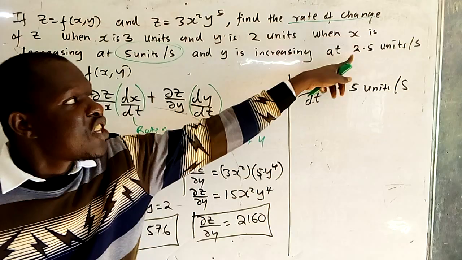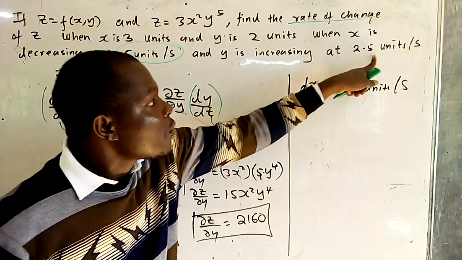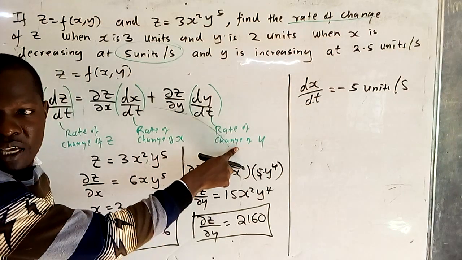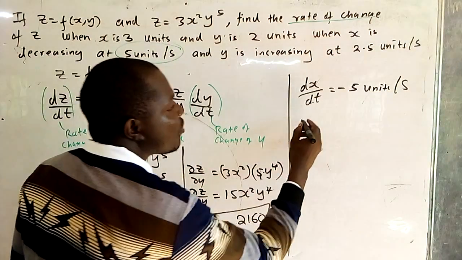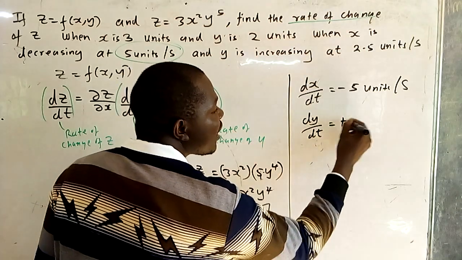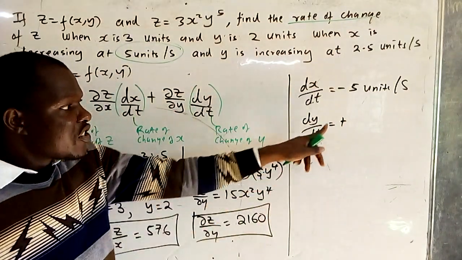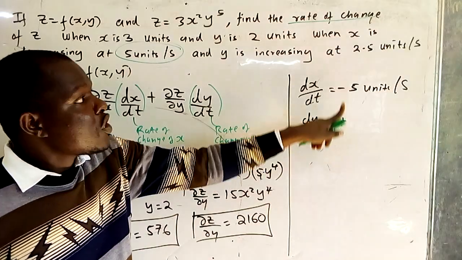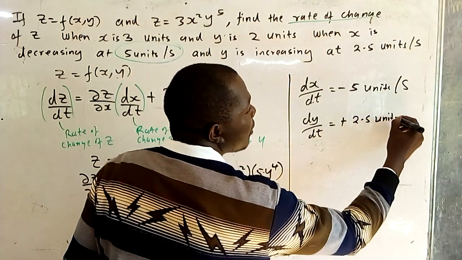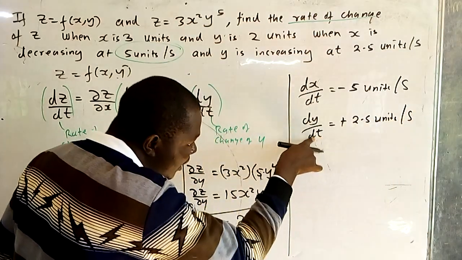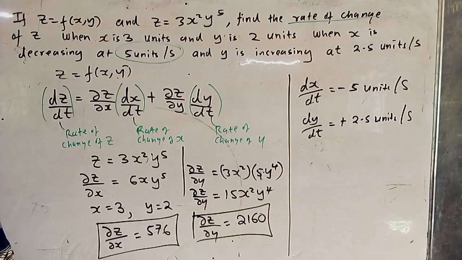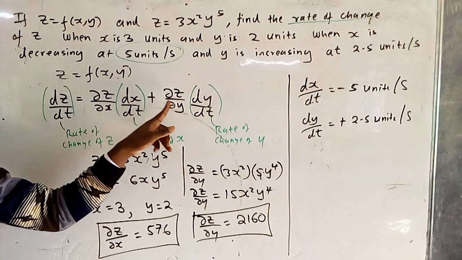Y is increasing at what rate? At the rate of 2.5 units per second with respect to time, meaning the rate of change of y. Are we together? Rate of change of y, dy over dt. You'll be told it is increasing, so it is positive 2.5 units per second, with respect to time. Are we together? So what have you found? You found all these values.